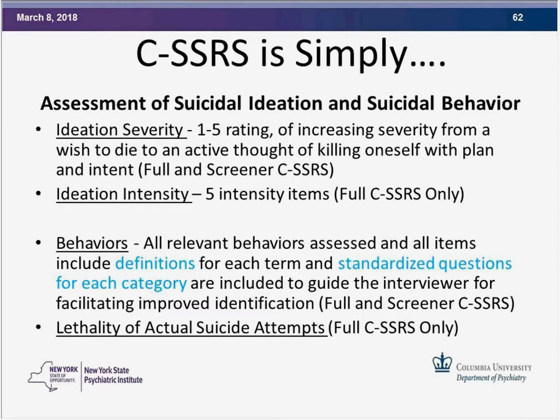Things now that we know have just as much risk of someone making an attempt, but we never used to ask them. And each of these behaviors have the definitions of them right on the form and standardized probe questions that you can use if you choose to ask in the easiest way. And those 4 behaviors get assessed on both the full and the screener version. And then there's a lethality section that's in the full version only.